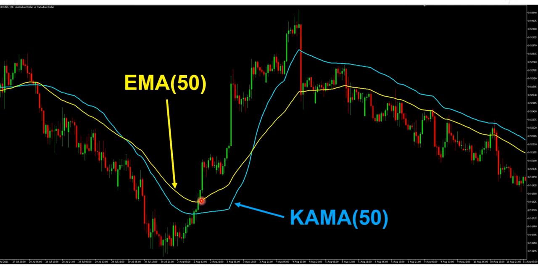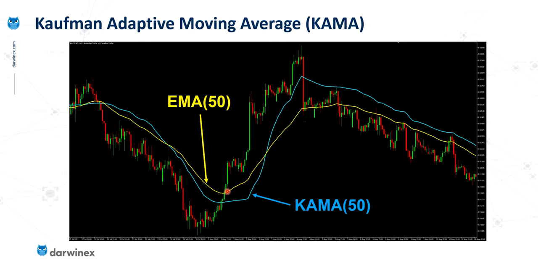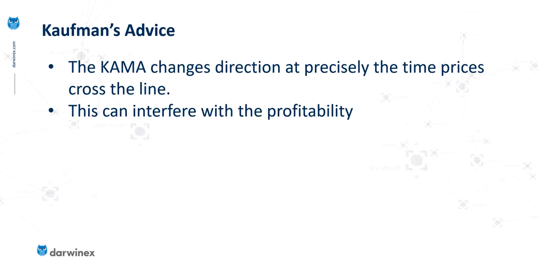That's actually because the KAMA is based on an exponential type calculation, even though it is varying the number of periods. Now, this is where Kaufman offers some advice and a warning. Because of this particular characteristic, he states that this can interfere with the profitability of this particular type of strategy. And we'll see an example of how this manifests itself in a moment.